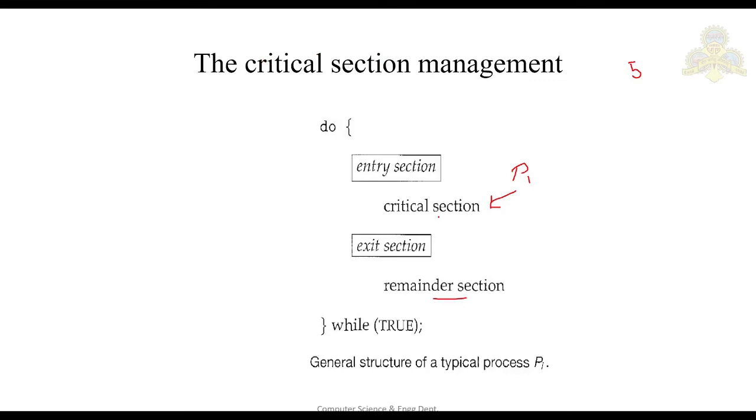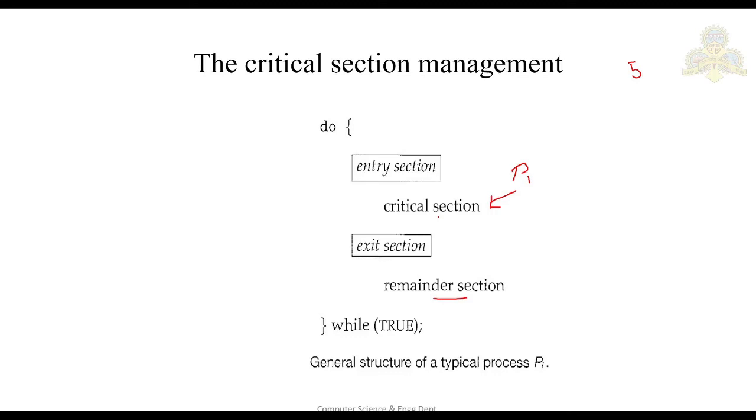Now this critical section is used to design protocols which ensure that the race condition will never occur. Again, when will a race condition occur? When you have data inconsistency. So whenever you have this critical section management, you can make sure that your race condition will never occur. Then how do we solve the critical section problem? There are two ways. One is the hardware solution for solving the critical section problem. Another one is the software solution.